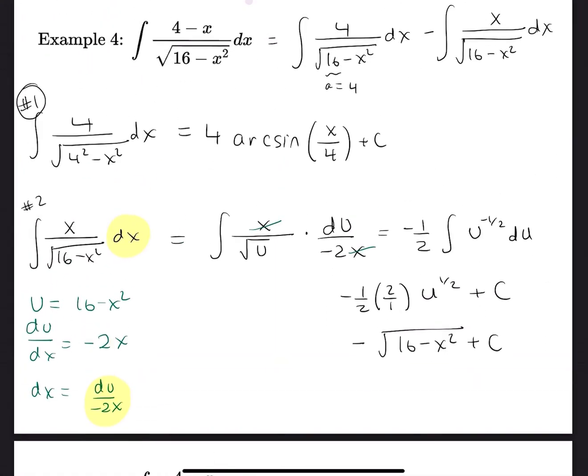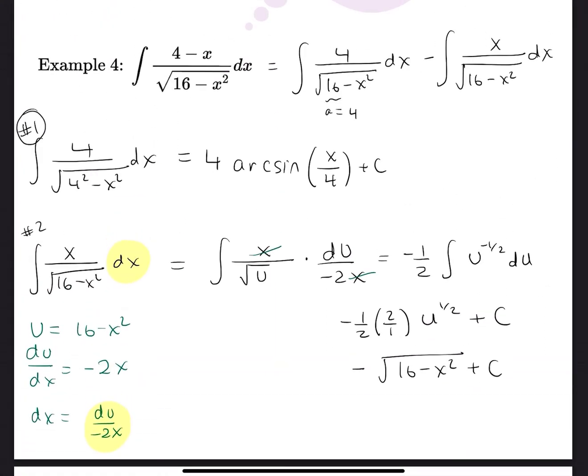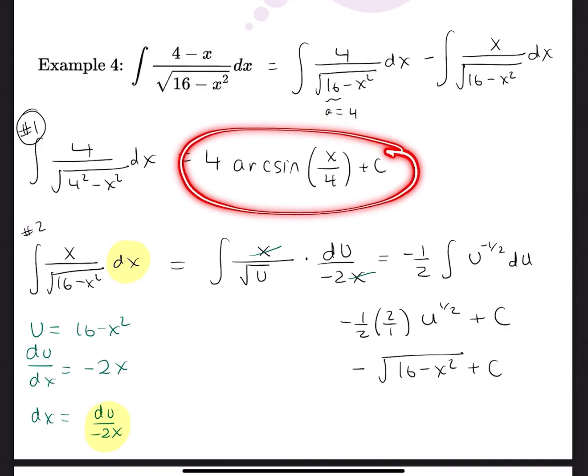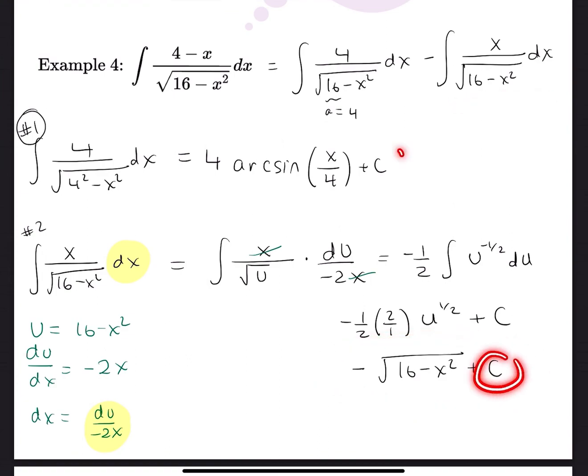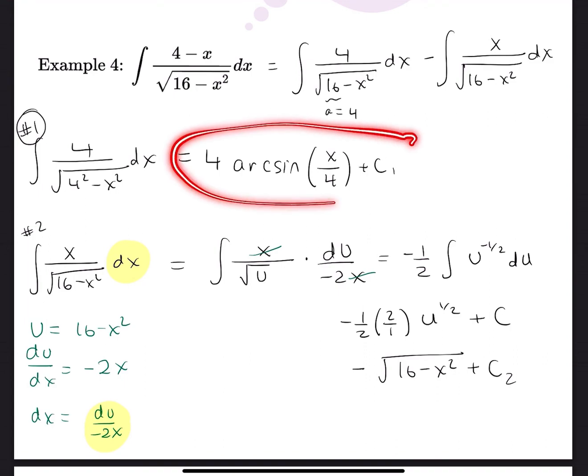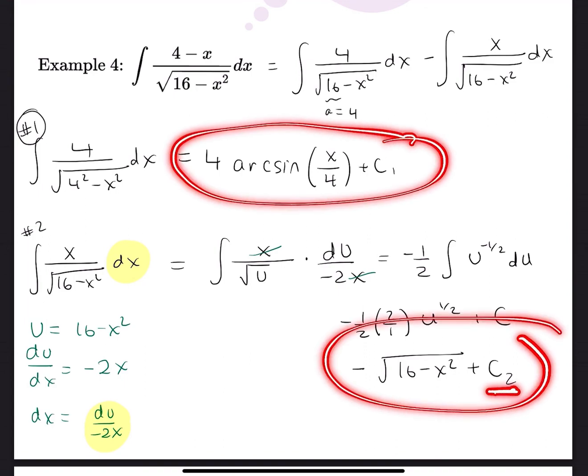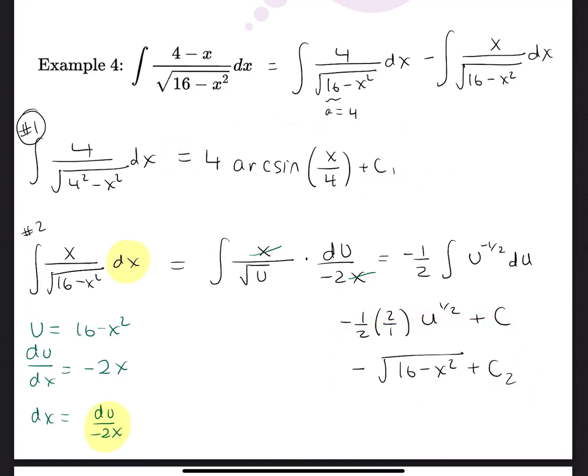Now remember that originally we had the difference of integral number 1 and 2. So here's the answer for integral 1, and here's the answer for integral 2, and now we're going to subtract them. Also, it's probably good practice to call the two constants C1 and C2, and once we take the difference of the two answers, we can absorb the two constants into one as C.